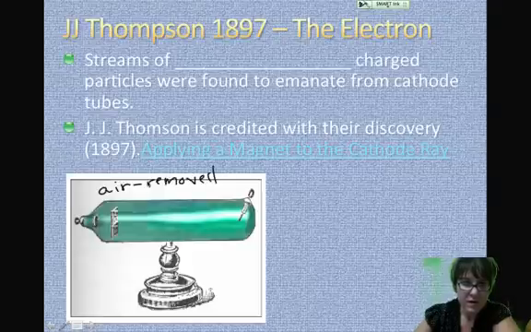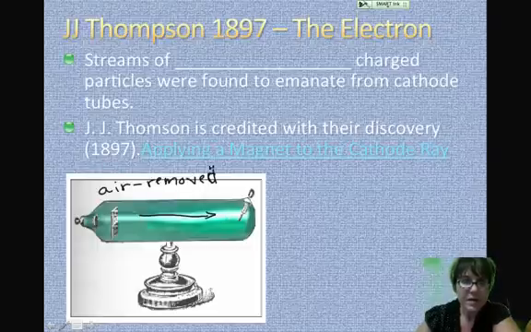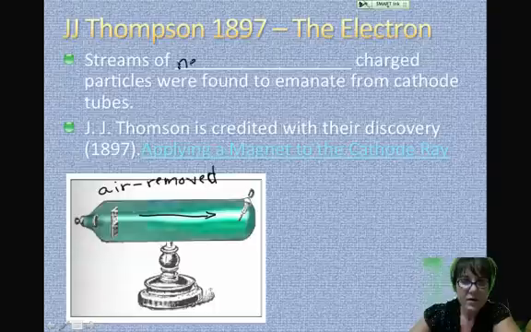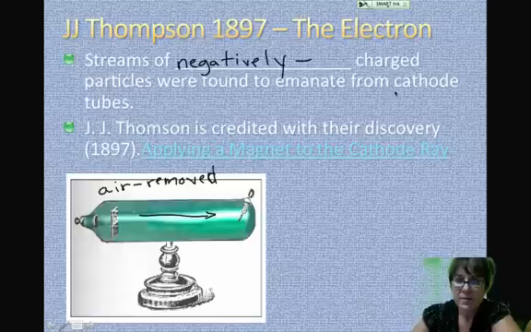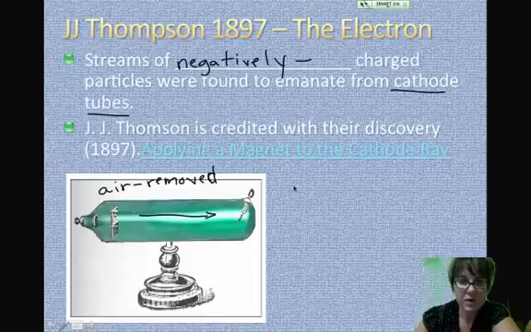And then they put a positive charge on one end and a negative charge on the other. And then these particles flow in between. And the streams of particles, Thomson discovered, were negatively charged. They came from the cathode ray tubes, and that's what led J.J. Thomson to conclude that all elements had these negatively charged particles embedded in their atoms.